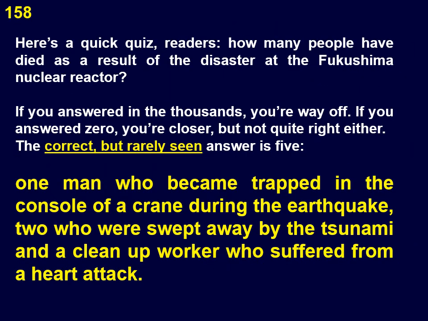Here's a quick quiz. Readers, how many people have died as a result of the disaster at the Fukushima nuclear reactor? If you answered in the thousands, you're way off. If you answered 0, you're closer, but not quite right either. The correct, but rarely seen answer is 5: one man who became trapped in the console of a crane during the earthquake, 2 who were swept away by the tsunami, and a cleanup worker who suffered from a heart attack.